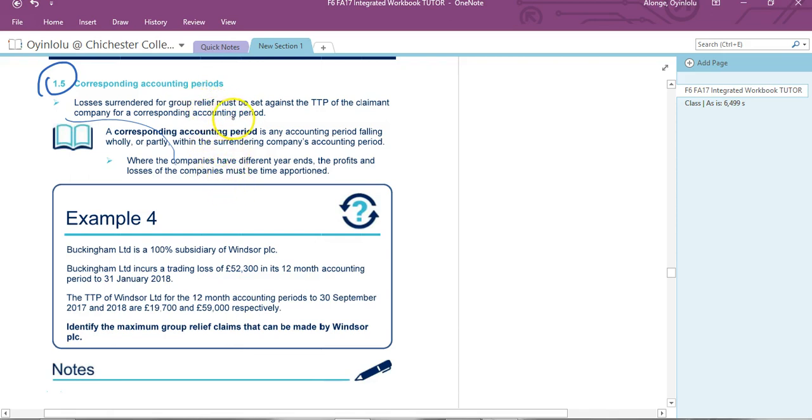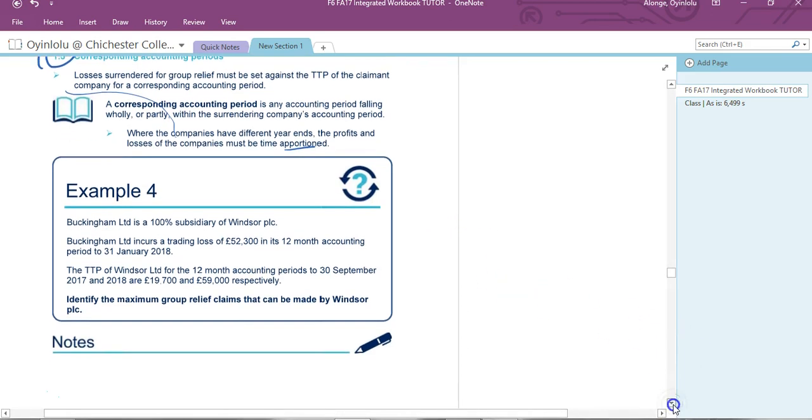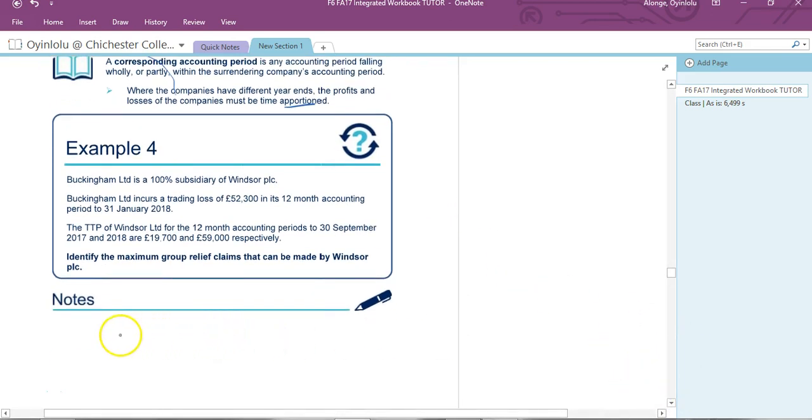It says where the companies have different year ends, the profits must be time apportioned. When you look at that initially, it looks like a pretty straightforward point. But let me really explain what's happening here and draw some timelines. So it says Buckingham Limited is a 100% subsidiary of Windsor PLC, no problem. And Buckingham incurs a trading loss of this.